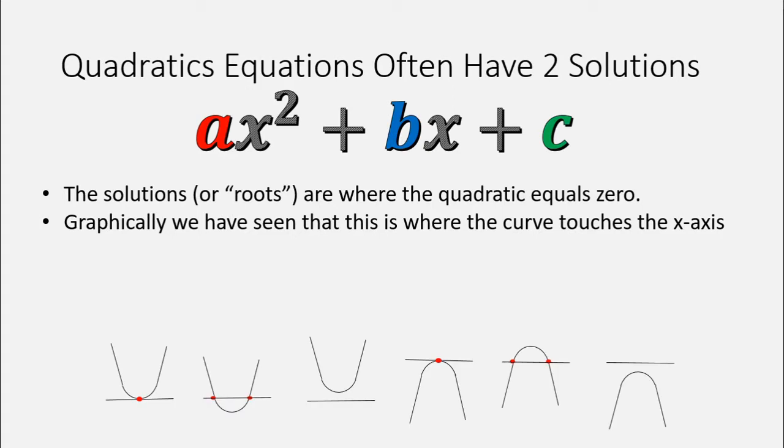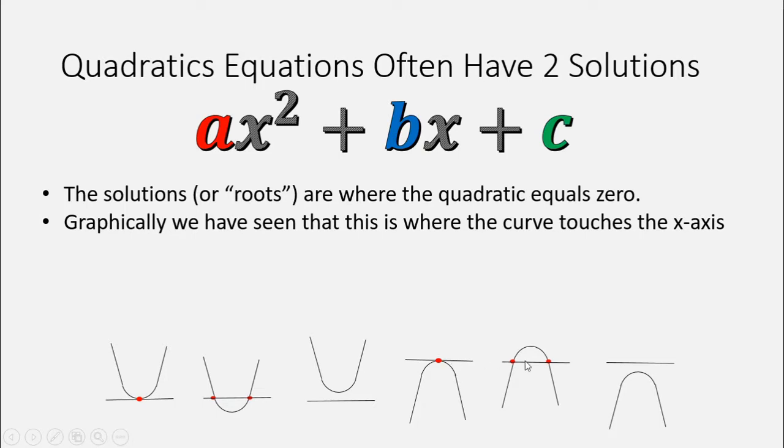So here are some different quadratic curves that you might have. Here we've got some positive parabolas. That's where the x squared term is positive. Here I've got one solution, or one root. Here I've got two solutions, or two roots. And here I've got no solution because this curve will never touch the x-axis.